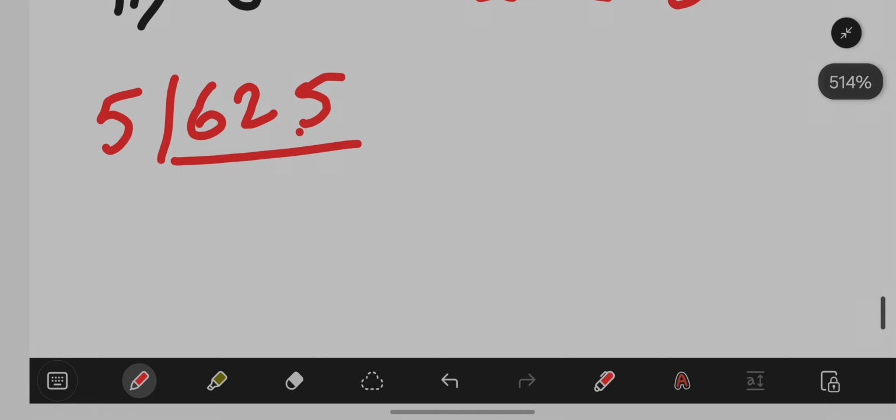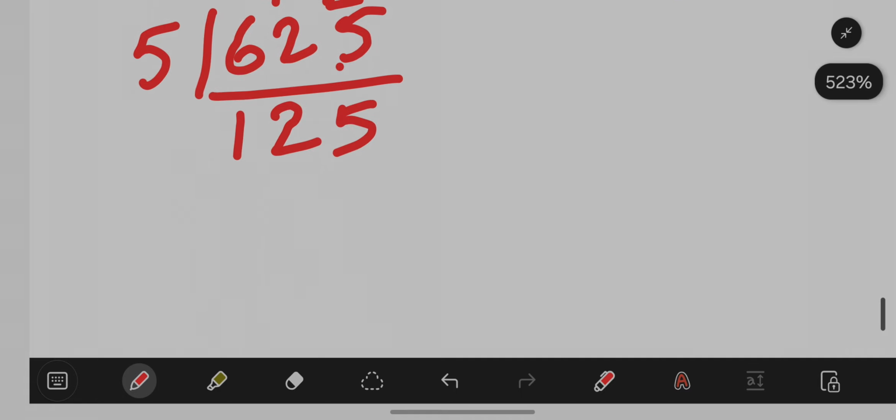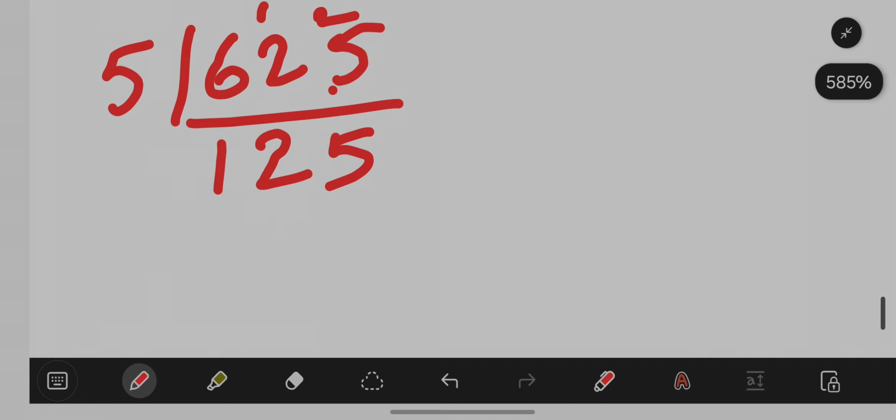625. 5 ones are 5. Here 1. 5 twos are 10. Here 2. 5 fives are 25. In this way you are supposed to do the prime factorization. I hope you know.